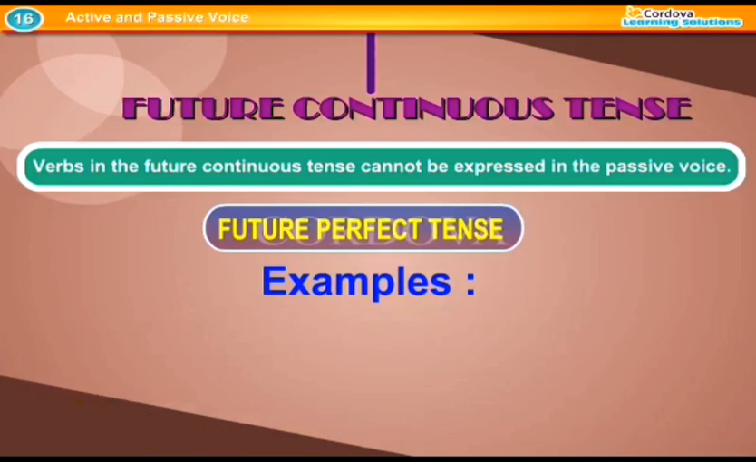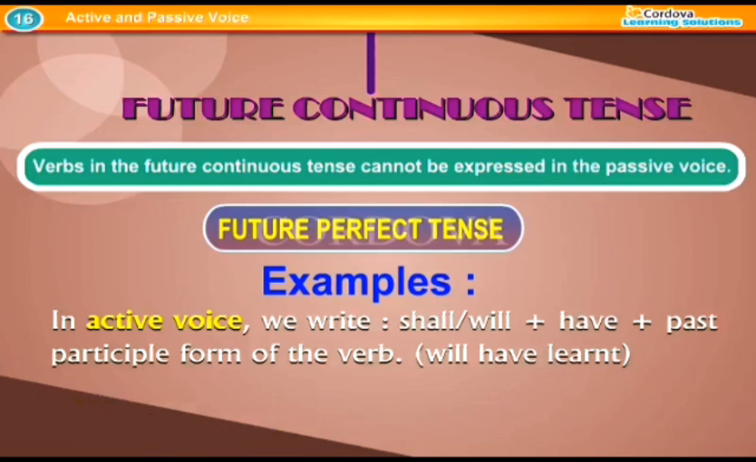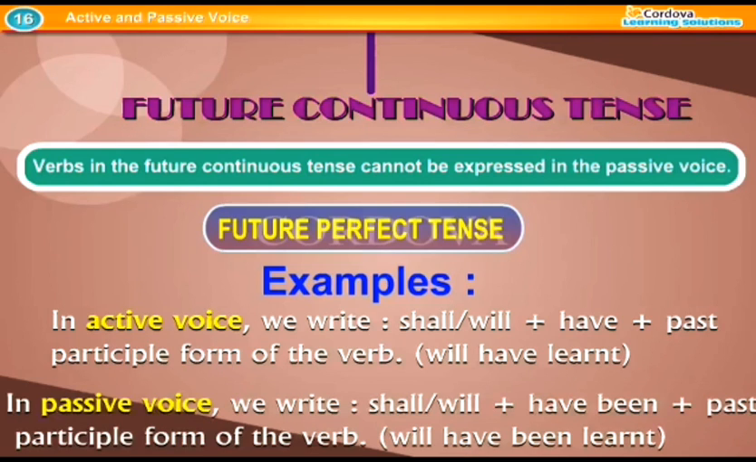Passive voice. In active voice, we write shall, will plus have plus the past participle form of the verb: will have learnt. In passive voice, we write shall, will plus have been plus the past participle form of the verb: will have been learnt.